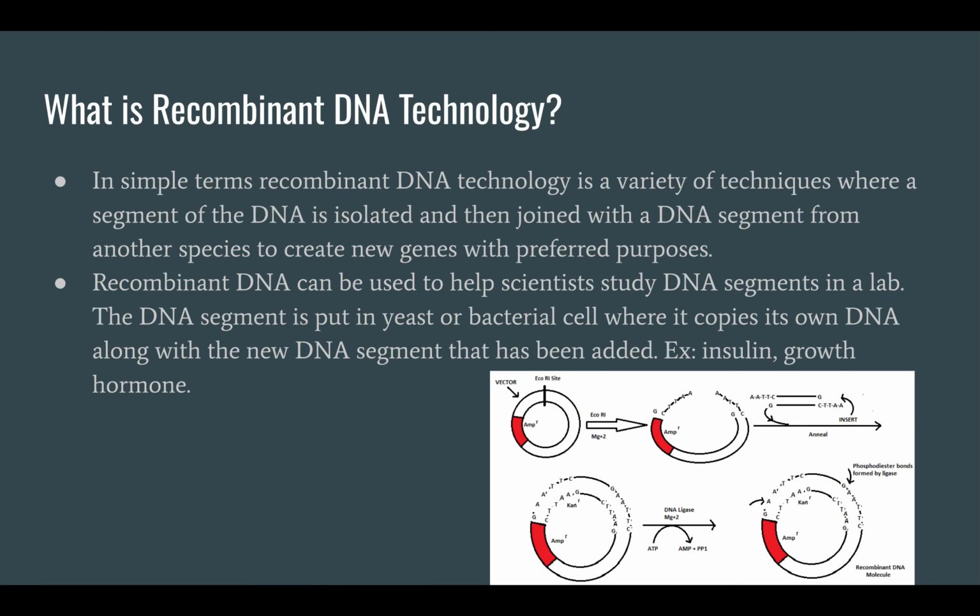So you would take the desired segment. The way that you would use it in medicine is you would take the desired segment or gene from the DNA, and you would put that in a yeast or bacterial cell, where it will start to copy the DNA segment that's been added, along with the cell copying its own DNA as well. Examples in medicine that this can help create are insulin and growth hormones, and those are just the two that I put on there.